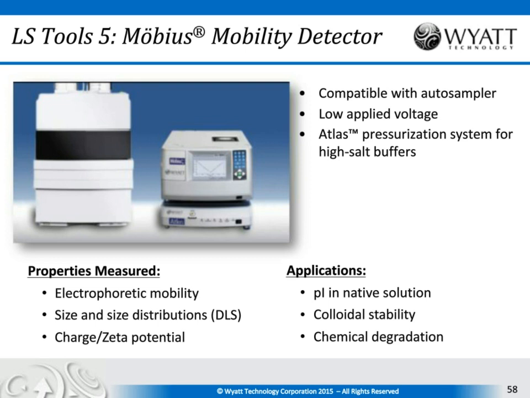The Mobius instrument is compatible with auto-samplers, so you can automate your measurements. You don't have to manually change the solutions one by one. It can work at low applied voltages in order to not impact fragile molecules. And it has the additional accessory of the Atlas, which pressurizes the flow cell and allows you to work in high salt buffers, alleviating the potential electrolysis effects, which generate bubbles and interfere with light scattering.